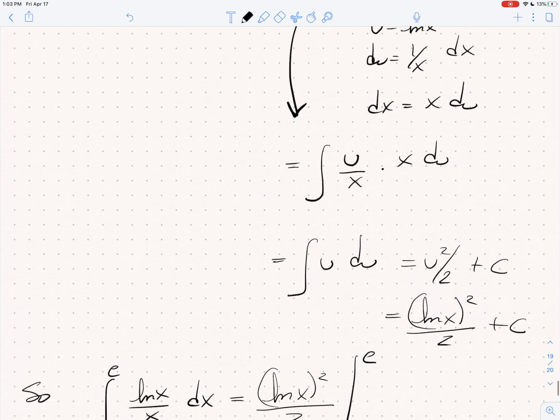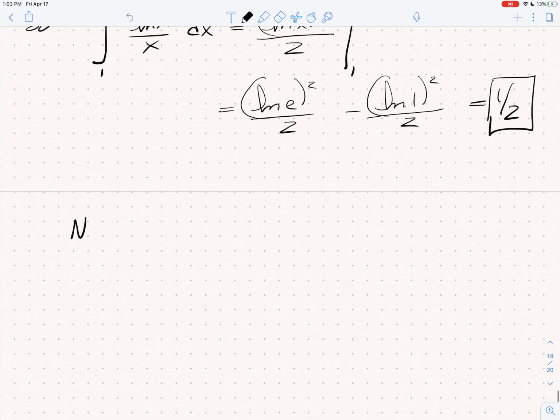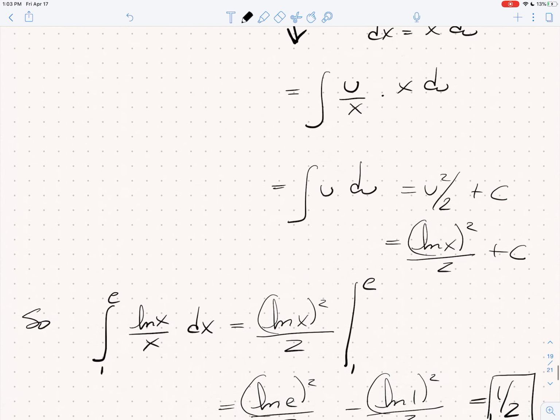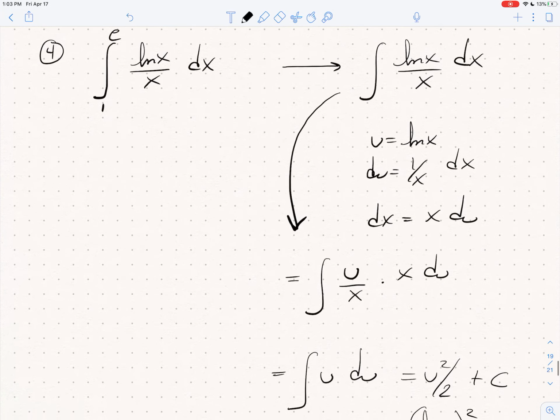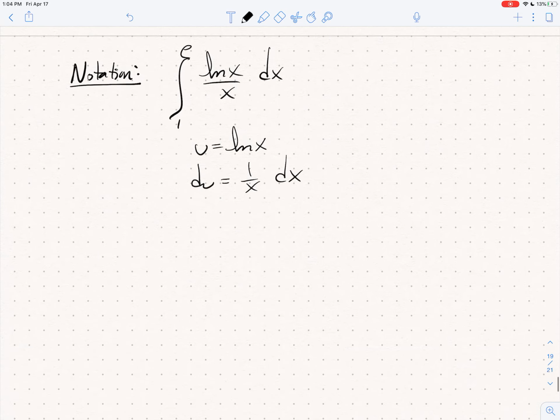Let me show you another way that you can actually do this one. So this is just a matter of notation. Some people like it, some people don't. If you wanted, you could actually do the U substitution. I'm going to redo it real quick. So I have the integral from 1 to e of ln of x over x dx, and I'm going to set u equal to ln of x. I'm going to set du is 1 over x dx. And so, of course, same thing, dx is x du.